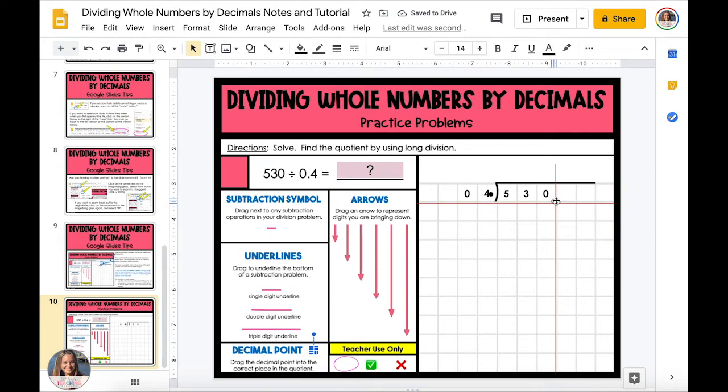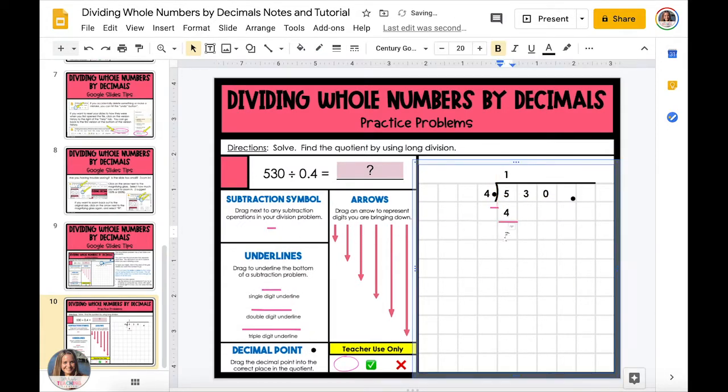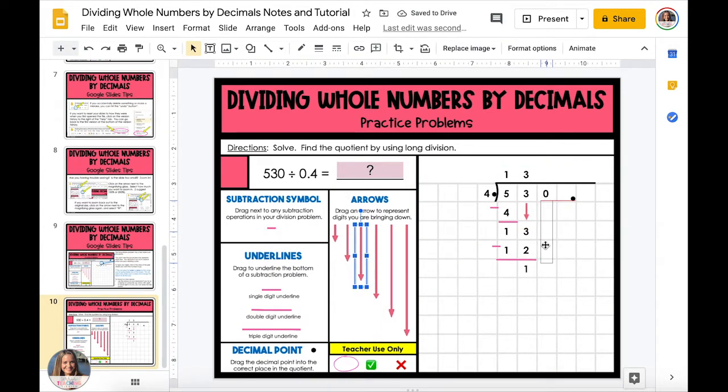So we move the decimal point in 530 to the right once, which is the same thing as multiplying that by 10. So both our dividend and our divisor have increased 10 times. Now we can divide just like we would with whole numbers.